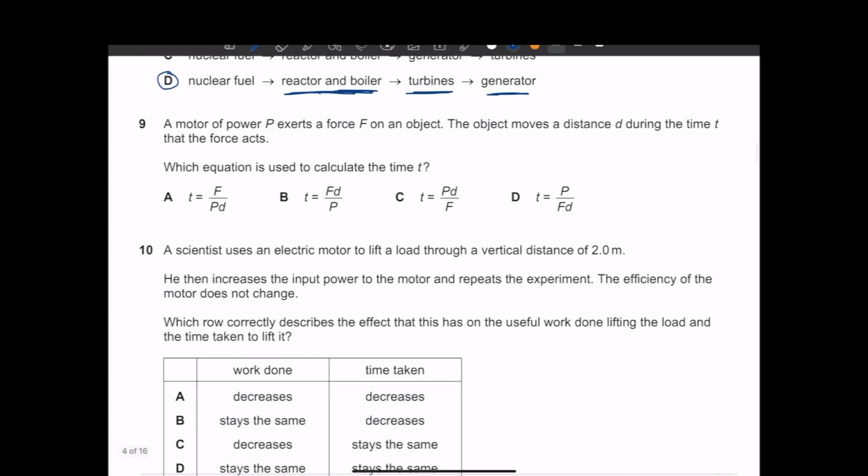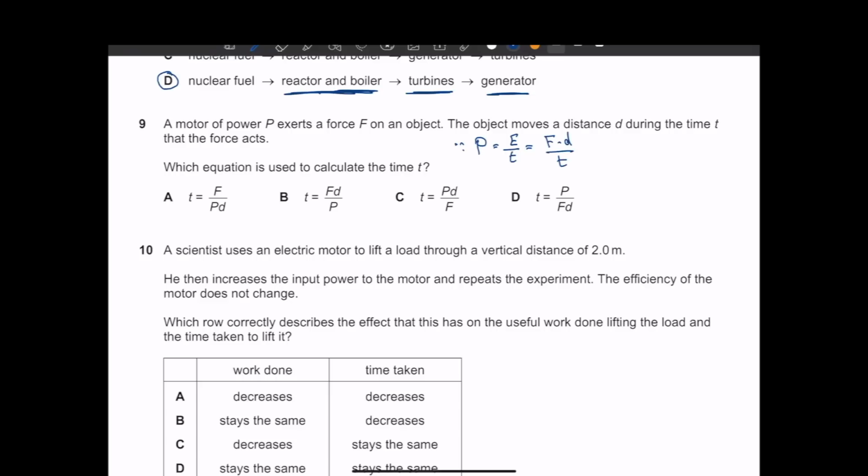In question 9, a motor of power P exerts a force F on an object. The object moves a distance D during the time T. That's the force acting. So which equation is used to calculate the time? Let's do that from the beginning. We know that power equals energy divided by time, so it means energy equals force times displacement, divided by time.